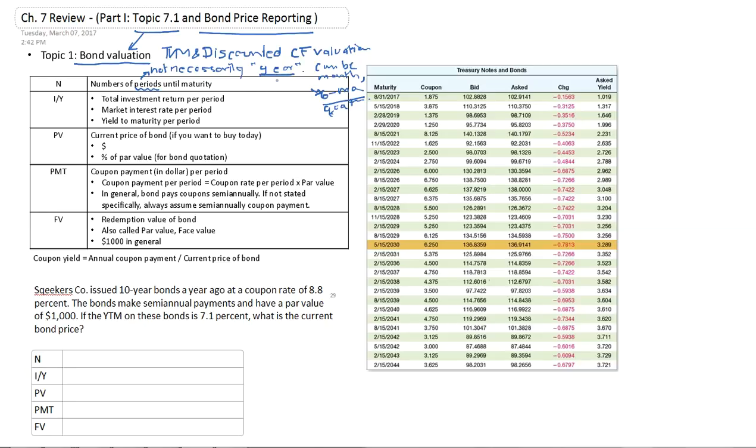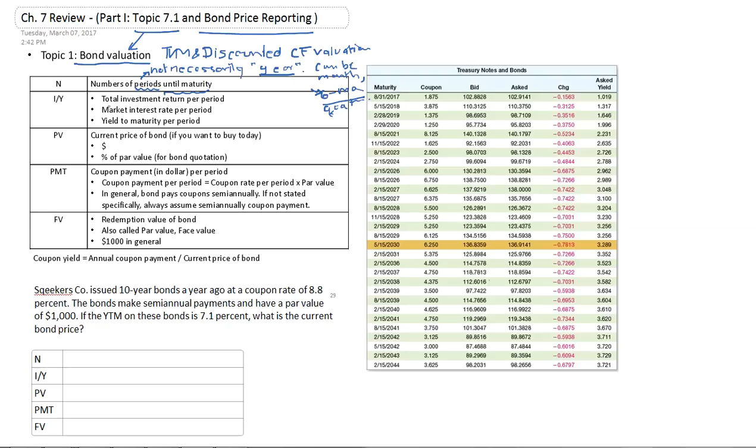Generally it will be a year or a 6-month period, but very likely, in general, a bond will pay a 6-month coupon. So you deal most of the time with 6-month periods. However, if it states that it's paid annually, then it goes back to being a year. And N is the number of periods until maturity. So that's the N for a bond.